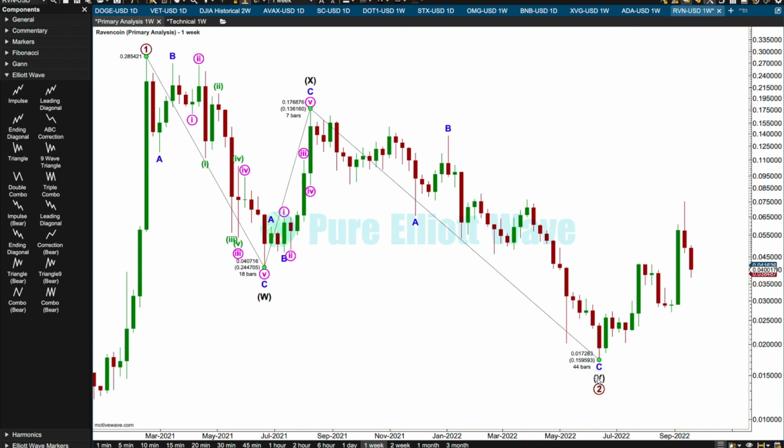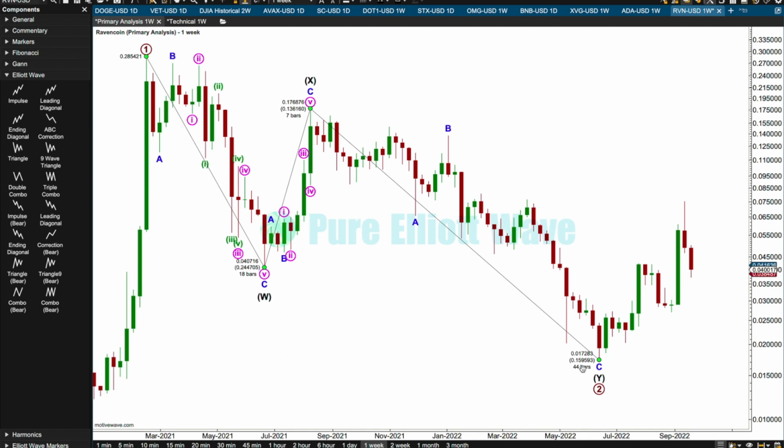Let's look at the length of Y. If I click on these waves, I'm using Motivewave, that's the software I'm using here, and here's a great feature of it. I click on the waves, I highlight them, I see the pathway, W, X, Y. I can also see the numbers. The first number is the price point, and the second number in brackets is the length from the high to the low, which is 0.244705. The second wave here, Y, from the high to the low is 0.159593.